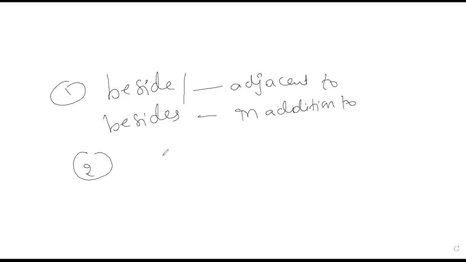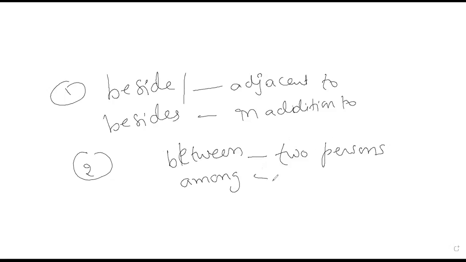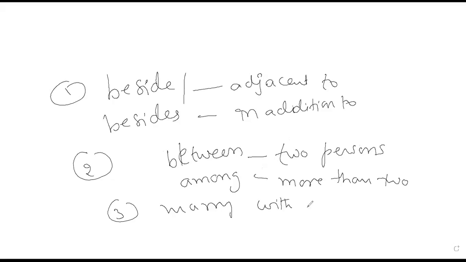Then the prepositions 'between' and 'among'. 'Between' is used for any distribution between two persons, whereas 'among' is used for more than two persons. Let us look at another example. We usually say, I married with so and so person, but this is wrong. 'Marry to' is the correct preposition.